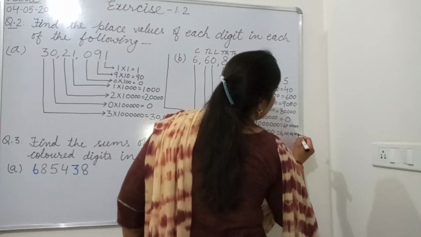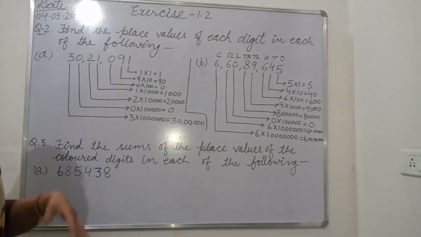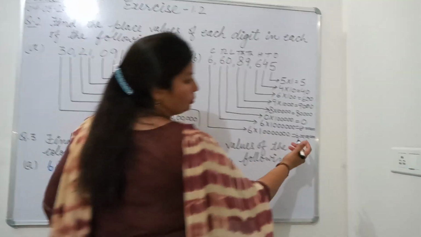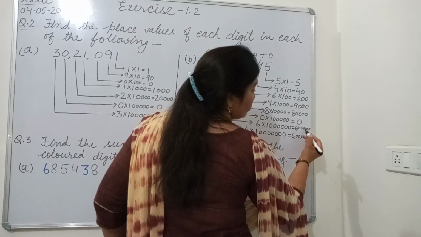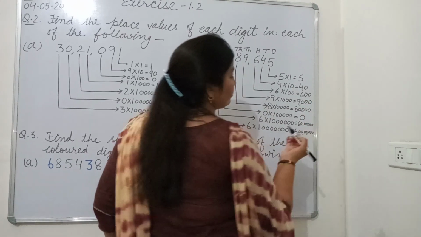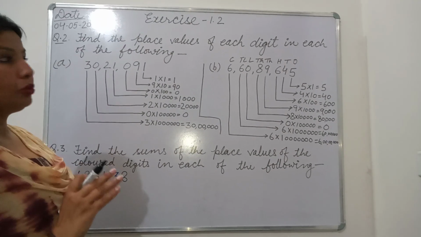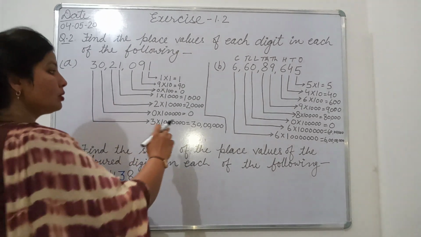Now if you want to put a comma to separate the period, in the place value also you can put the comma like this. I have put it here. In this also you can put it. You can put the comma to separate the period. In place value also you can put the commas. In this one also, like this.